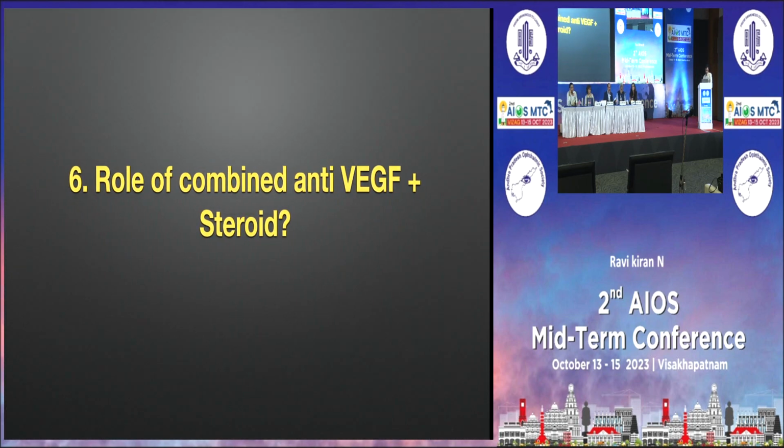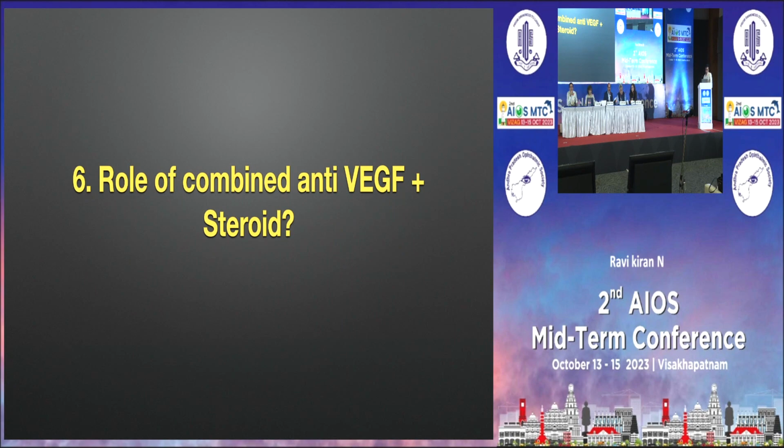Okay. Last question. Any role of combined anti-VEGF and steroid? Maybe. With the newer anti-VEGFs, there is hardly any role. I showed the cases also. Earlier we used to do it with Avastin, we used to add triamcinolone, but not now. Okay. Generally the answer is no. Right? This is the last question.